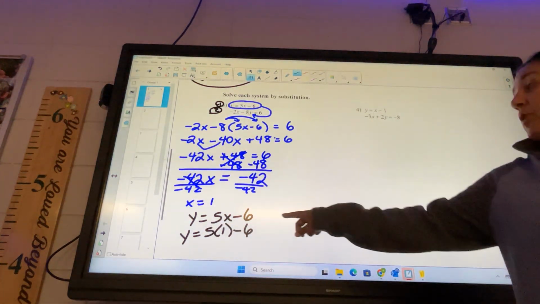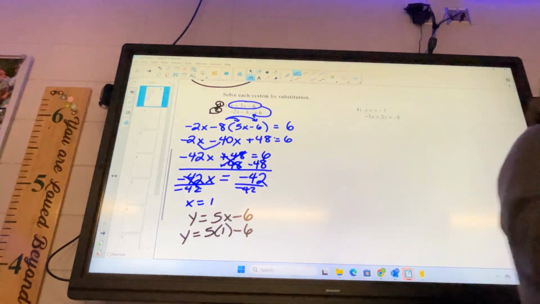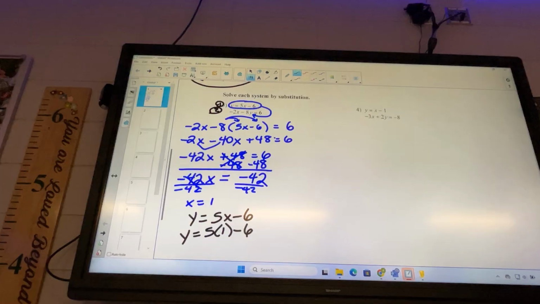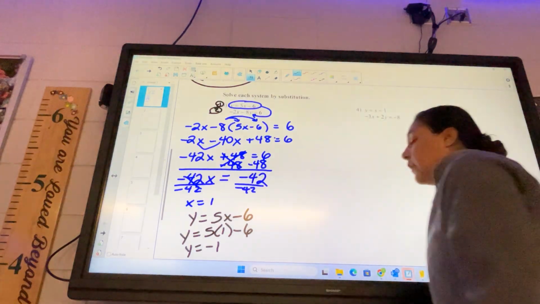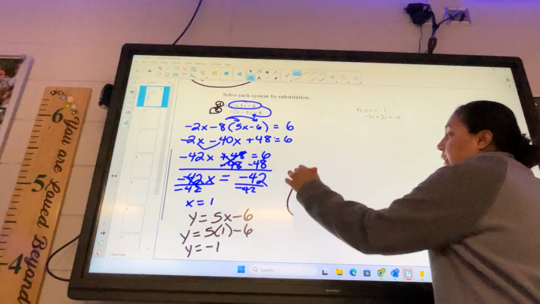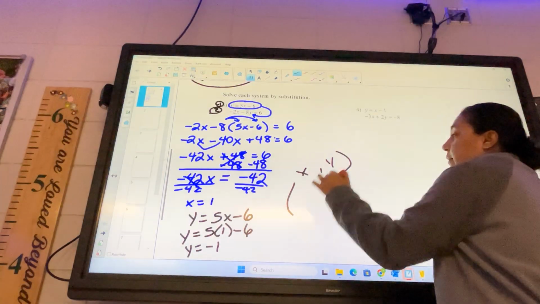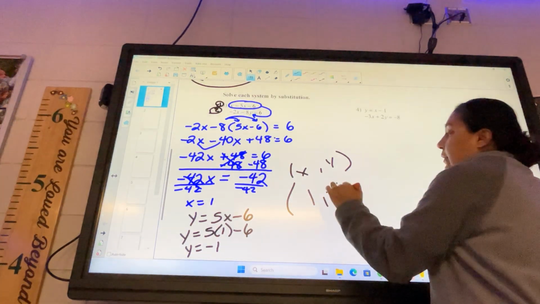Okay, in this part, you could just plug in the calculator. You could say 5 parenthesis 1, close parenthesis minus 6. What would that give you? Negative 1. And so we get y equals negative 1. Okay, and so now we're ready to write this as a coordinate, okay? And it always goes x, y. Okay, so it's going to look like 1, negative 1.